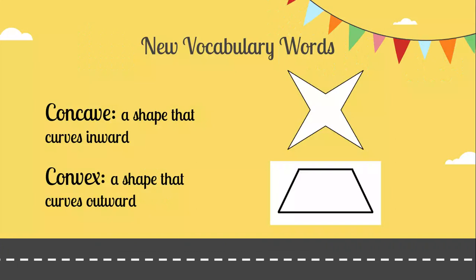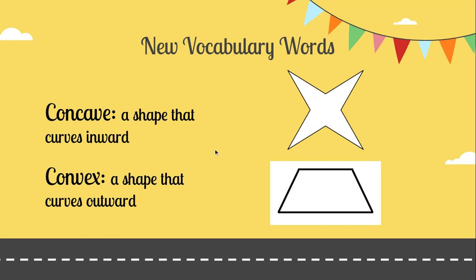So the first one is concave. Concave is a shape that curves inward. If you can see this star right here, you can see that it's going inside of itself. These angles are moving in. The way that I like to remember this is concave has the word cave in it. And when you go inside of a cave, you have to go inside of something. So that's a good way to remember concave versus convex. Concave is when something is caving in, when it's going inwards. You can see that the angles are going inside the shape.